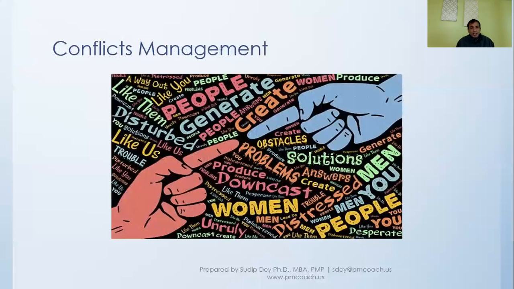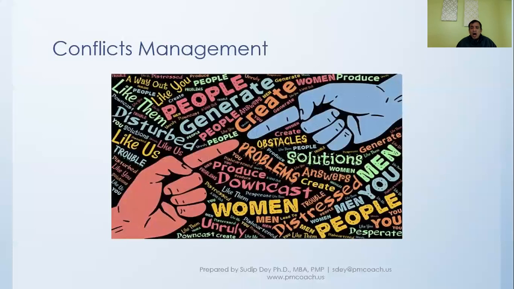Now, one of the things in managing the team is conflicts. You will find that conflicts are inevitable in a project. How much conflict happens really depends on the team structure, the way the team is built up, the size of the project and so on. There are different things that can decide how much or what kind of conflicts you have.